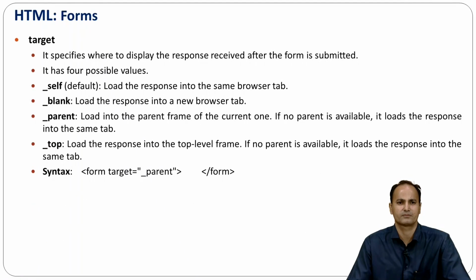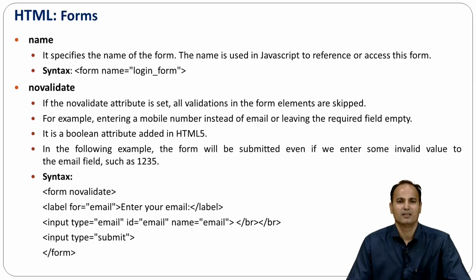Then target attribute. It specifies where to display the response received after the form is submitted. It has four possible values. It may be _self, _blank, _parent, _top. Okay. We have already discussed and seen this in the anchor tag as well. So once the form is submitted, based on the specified target attribute, the response is going to be redirected. Then after that, the name attribute is there, so it specifies simply the name of the form that we have created.